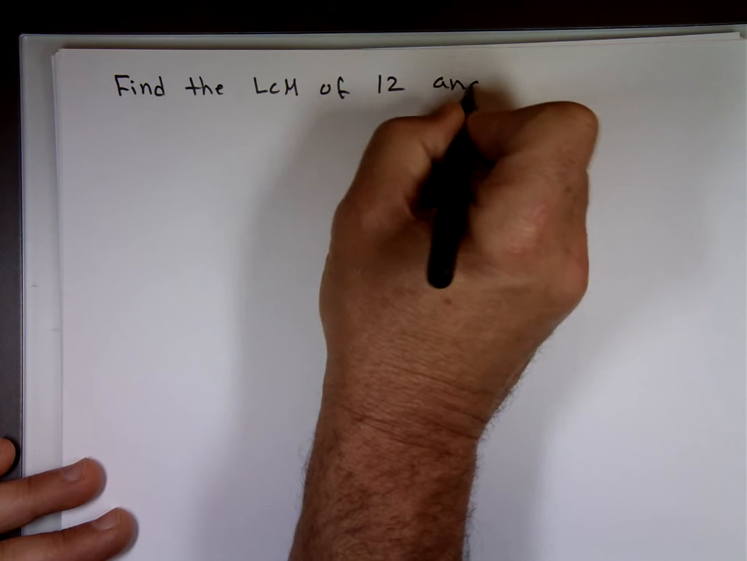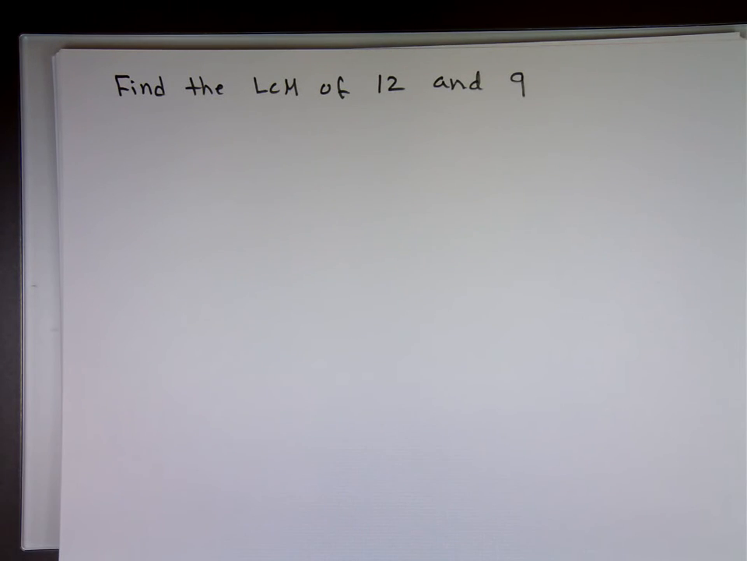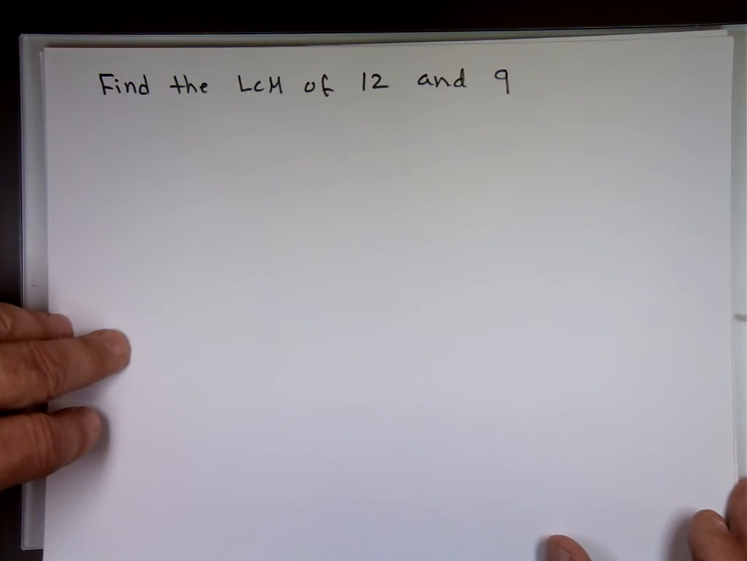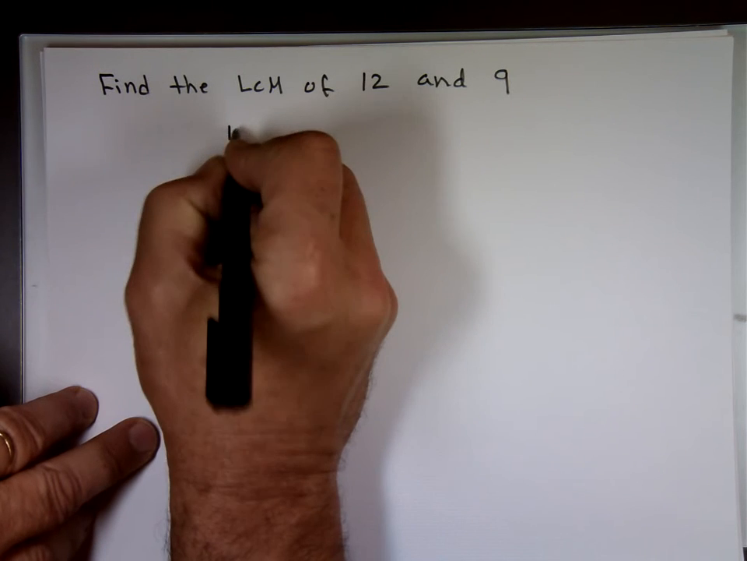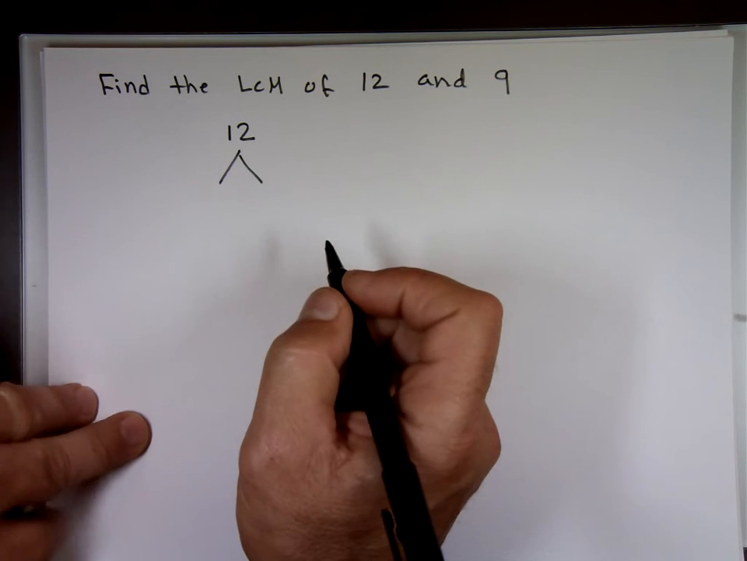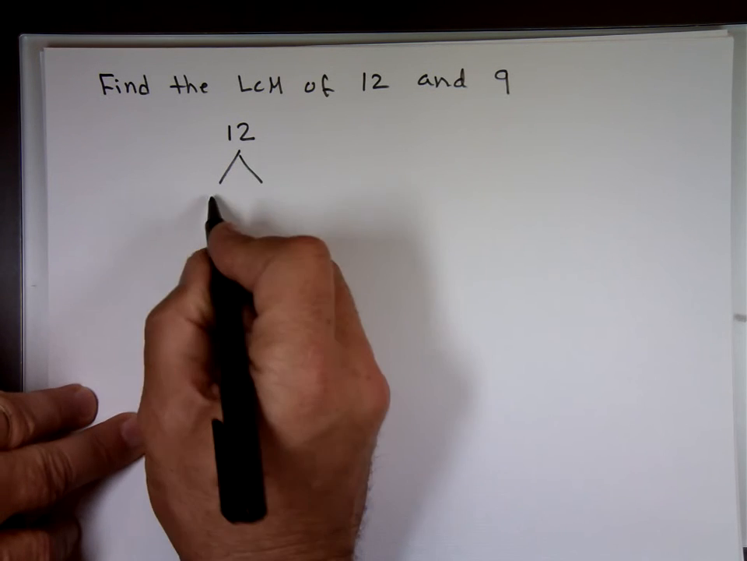I'm going to redo the same problem now differently. The way I'm going to do it is using prime factorizations. Let's look at the 12. Break the 12 down. What do you have? 2 and 6? Okay, 2 is a prime number, 6 is not.